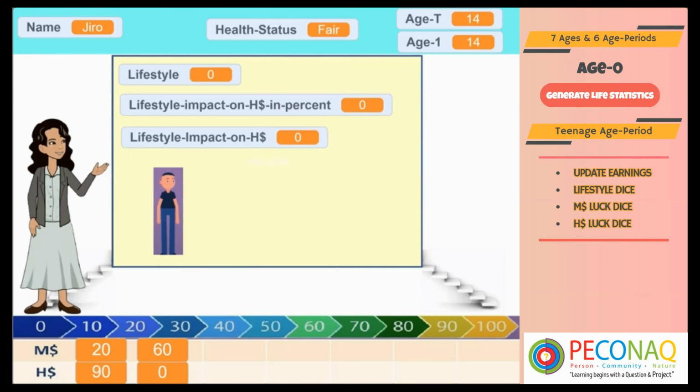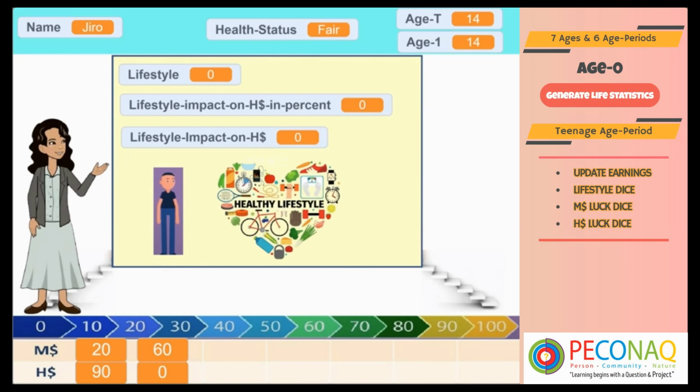Jiro, what you eat and how you take care of your body, that is your chosen lifestyle, will have an impact on your health. Please click on the lifestyle icon to get your randomly generated lifestyle for this age period. I can see that my chosen lifestyle is smoking and alcoholism. I can also see that this has an impact of 15% on my health account. Thus, my health account has been updated by 13 points, and the health status updated accordingly.